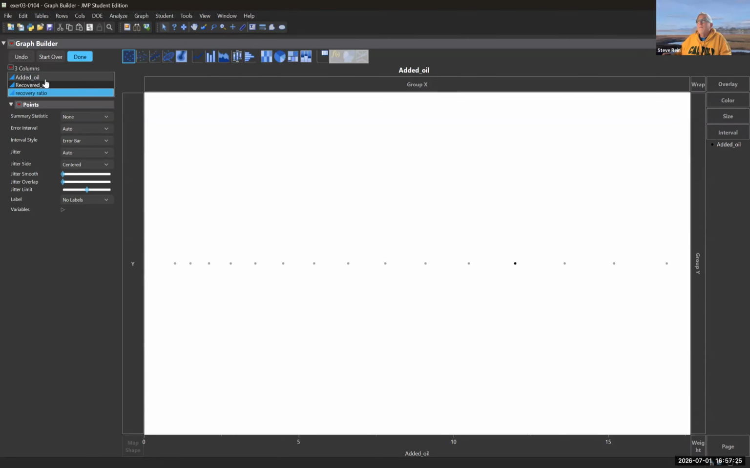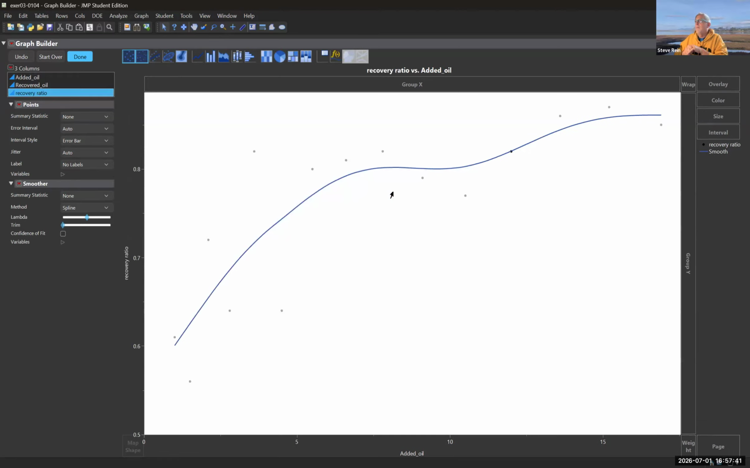I think so. Yeah. And I'm not going to tell you which is X and which is Y, because I don't know. But if I was going to do added oil on the x-axis, perfect. And then recovery ratio on the y-axis. Oh, you just drag it into the left Y axis? Yeah. I've just been dragging it into here the whole time because that made more sense, but I guess that doesn't work.